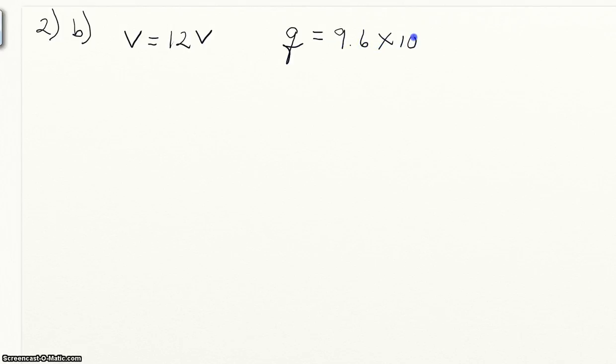So, like I was saying before, we're going to solve problem number 2, part B. And it says here, again, I won't write down the number of electrons we have, that the voltage in this problem was 12 volts. And the charge from part A we received was 9.6 times 10 to the negative fifth coulombs.